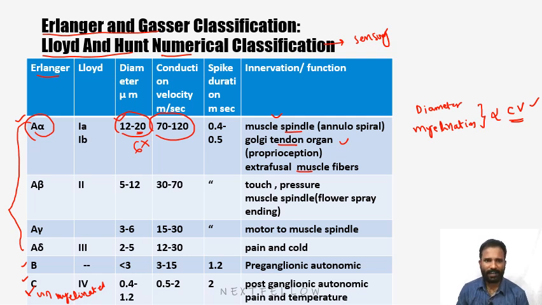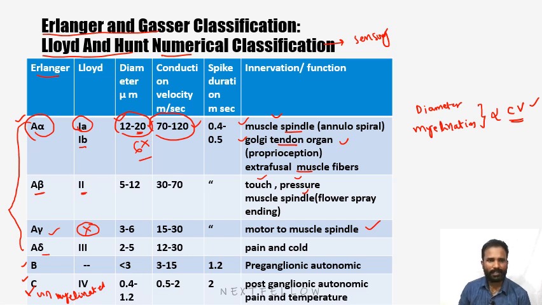So 6x is the factor. A diameter of 20 will give a 20 meters per second conduction velocity. And 1A, in Lloyd's classification, is for the sensory. 1A is to the muscle spindle, and 1B is to the Golgi tendon organ. Coming to A beta, it is type 2 Lloyd, and it carries touch, pressure and also proprioception from muscle spindle. A gamma is motor, that's why there is no numerical classification, and it is motor to muscle spindle.